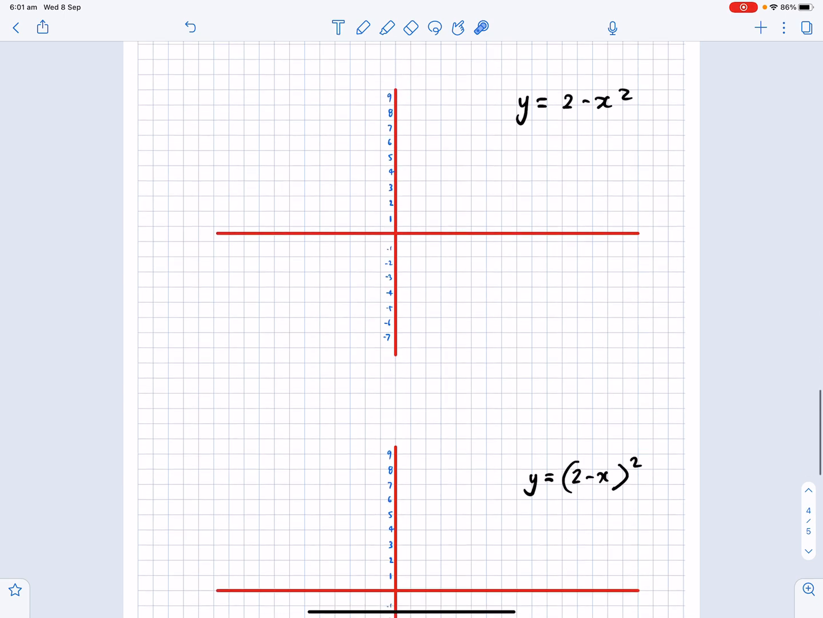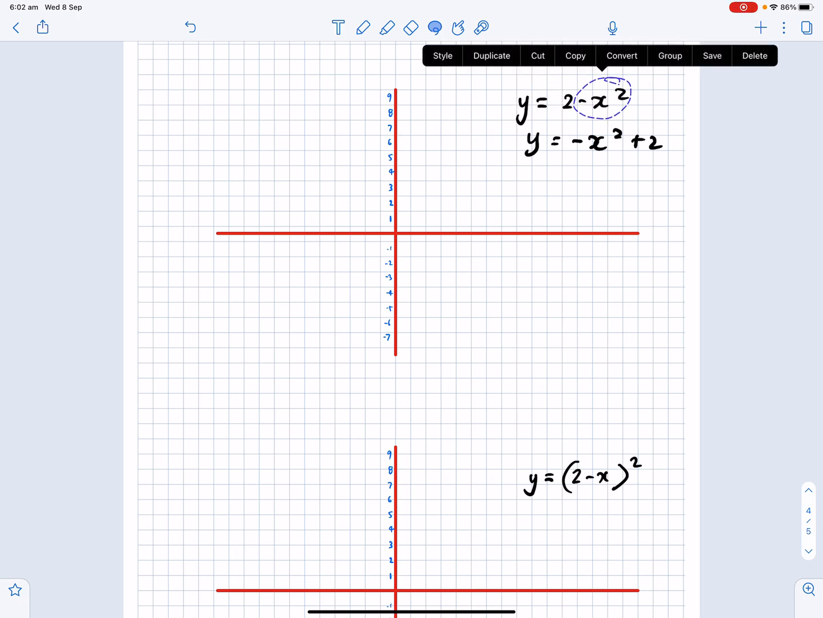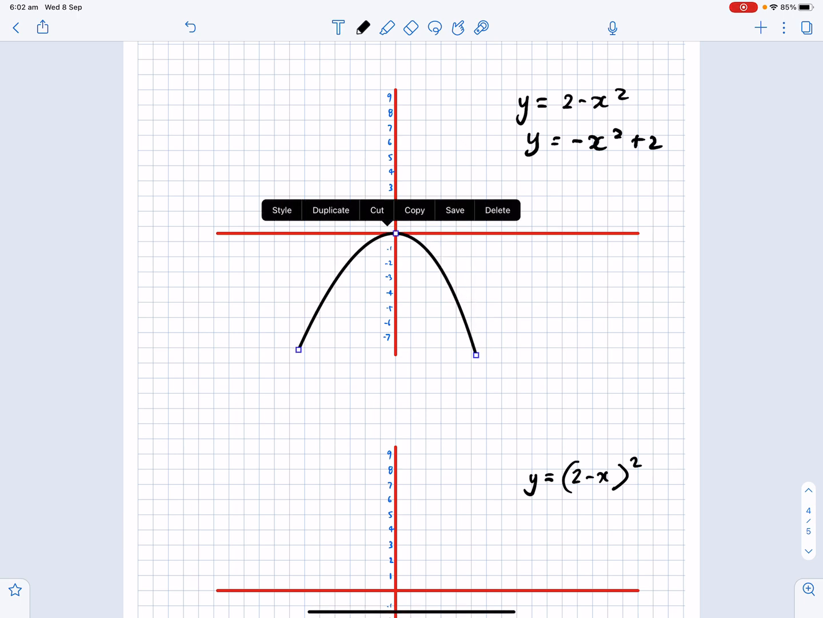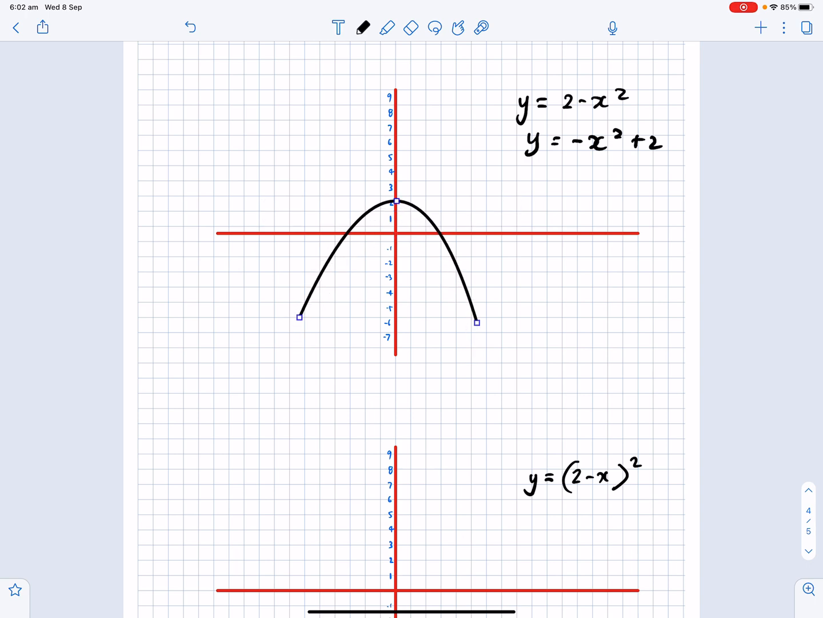What happens when you have y is equal to 2 minus x squared? Well, if you like, you can rewrite this equation as minus x squared and then plus 2, right? You're allowed to take this minus x squared and move it to the front, so make it minus x squared plus 2. So now if you follow the rules that we've been discussing, minus x squared is an upside down parabola, which looks something like this.